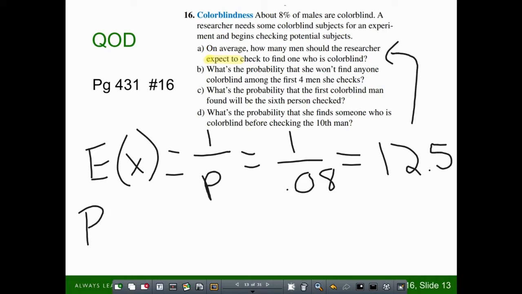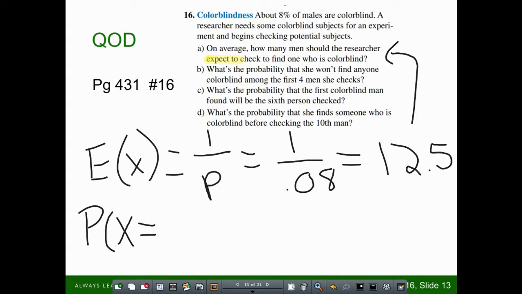So, what are we finding the probability of? We're finding the probability that she won't find anyone who is colorblind in the first 4 men that she checks. So we are finding the probability that X is not going to be in the first 4 men. Now, this is kind of tricky how it's worded because it's saying that it's not going to be in the first 4 men.